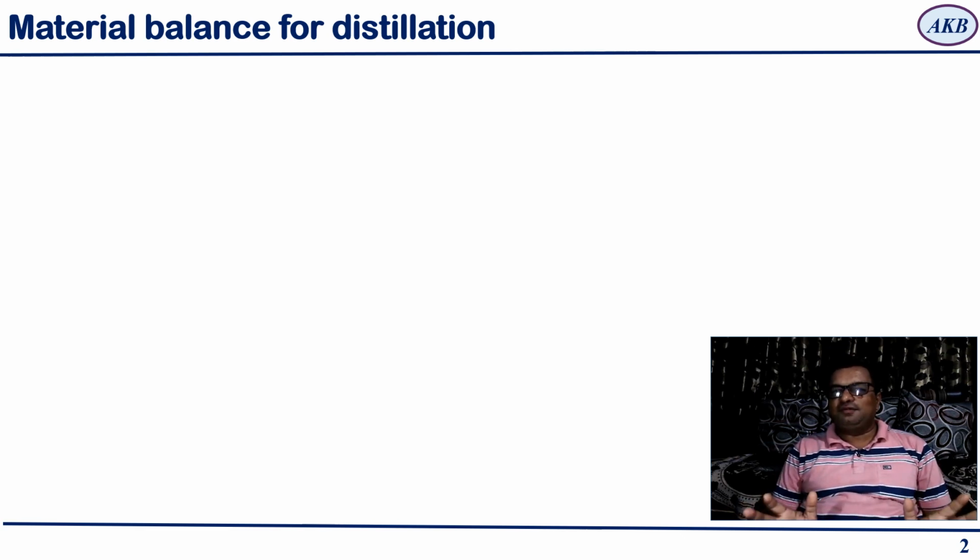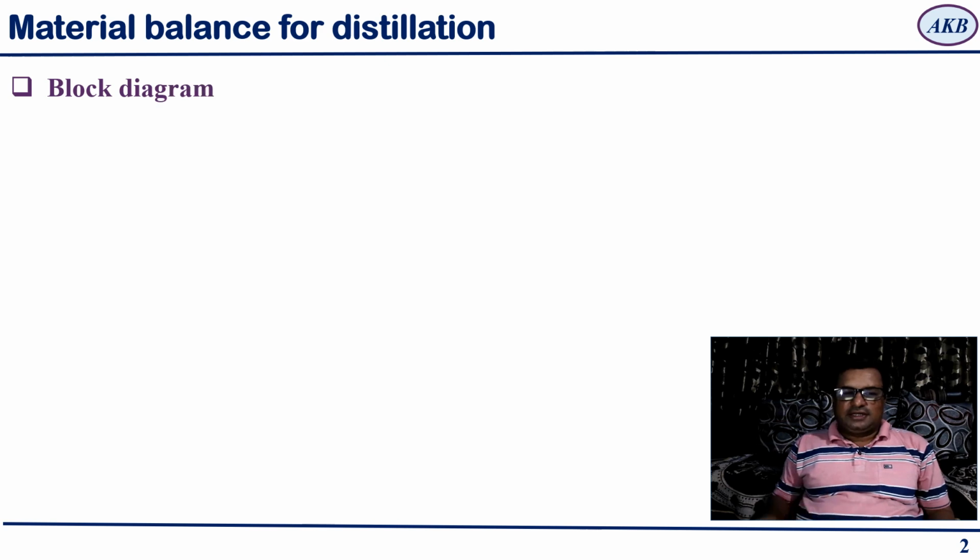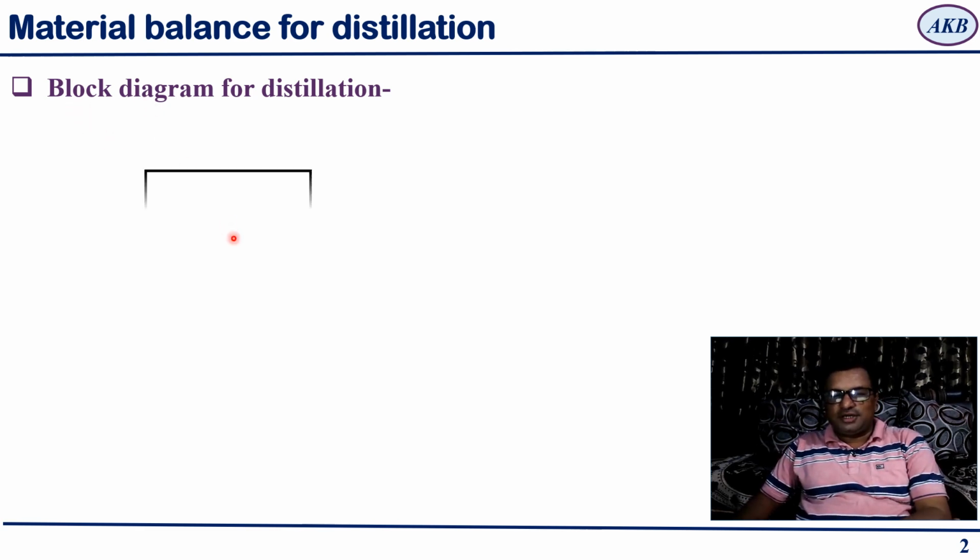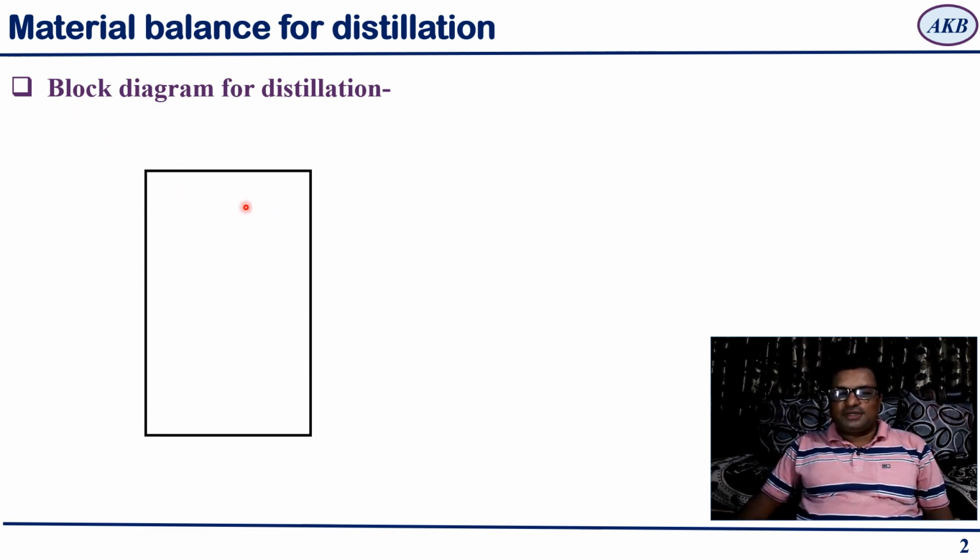What is a binary liquid solution? A liquid solution that has only two components in it. So we are going to consider distillation of such a binary liquid solution. First, let us learn how to represent the operation of distillation using a block diagram. In this block diagram, we are going to represent distillation by this rectangle. This rectangle represents the distillation operation.